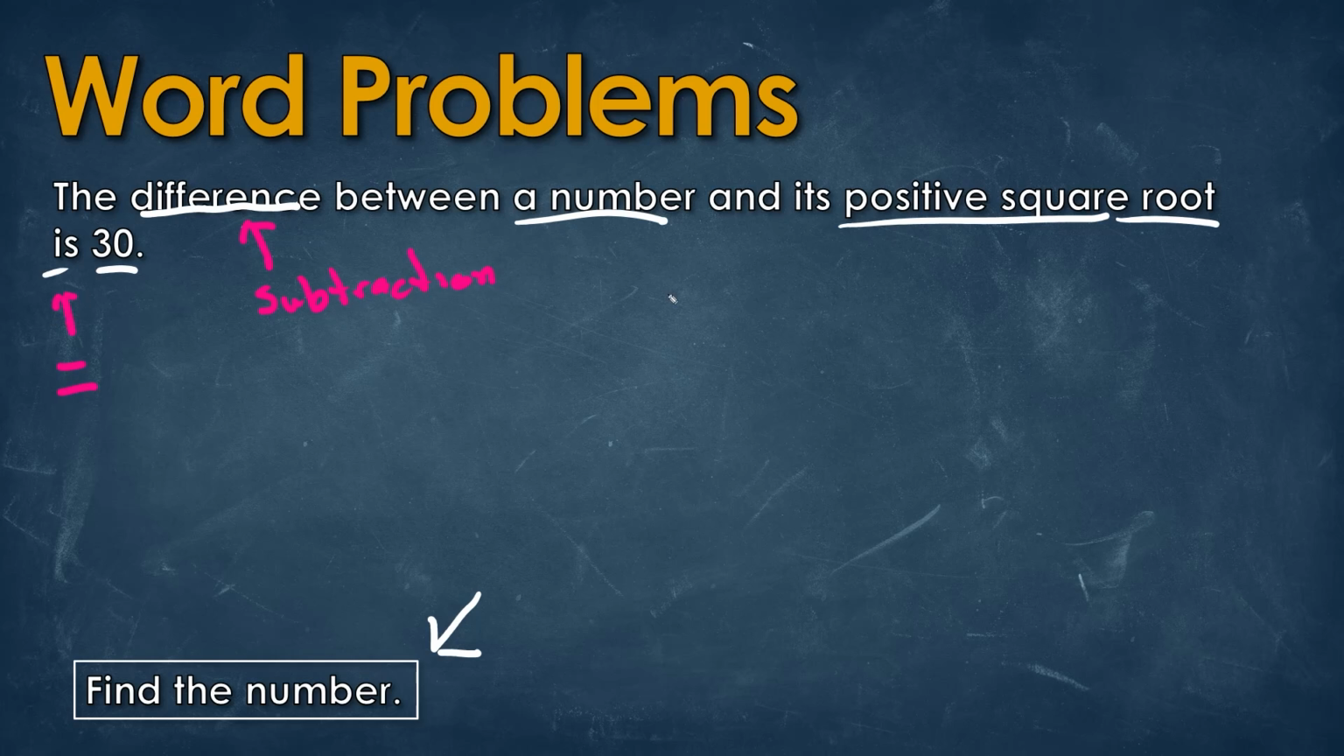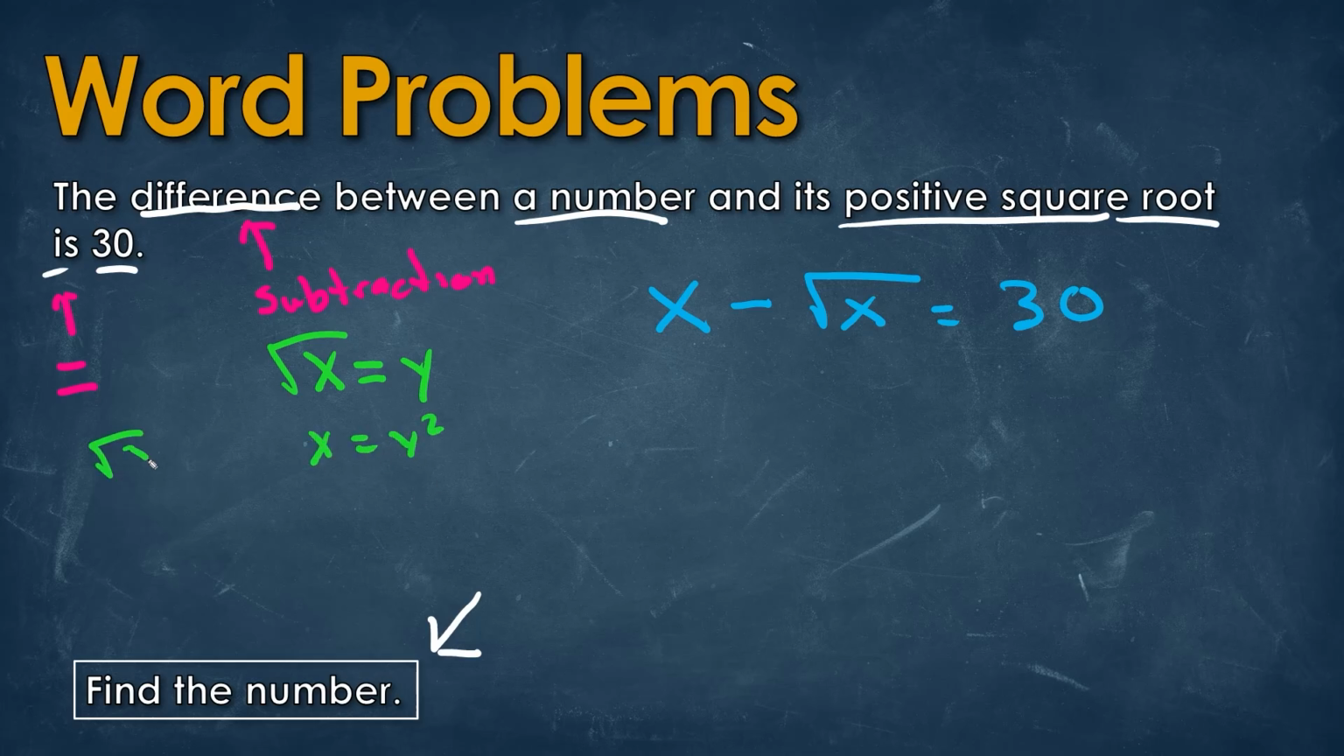So we can set up this equation as a difference of a number, which we'll just call x, minus the square root of x is equal to 30. The quickest way to solve something like this is actually to do substitution and say that the square root of x is equal to y. And if that's the case, x would be equal to y squared.